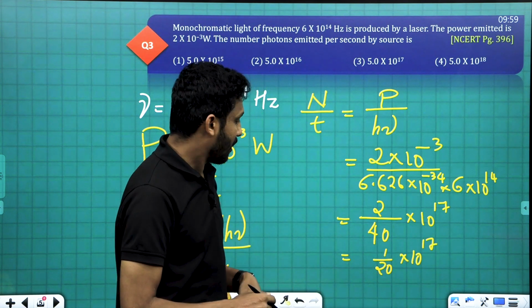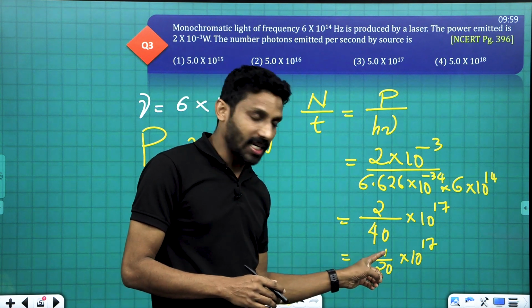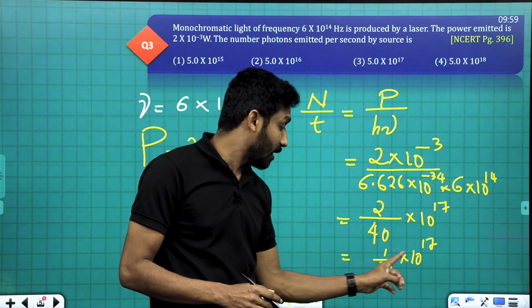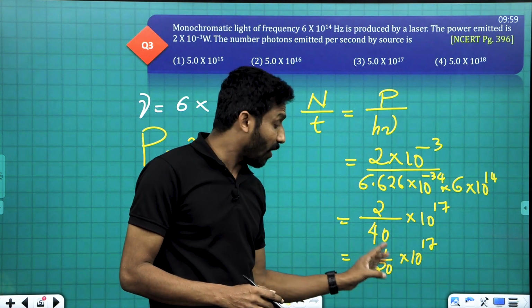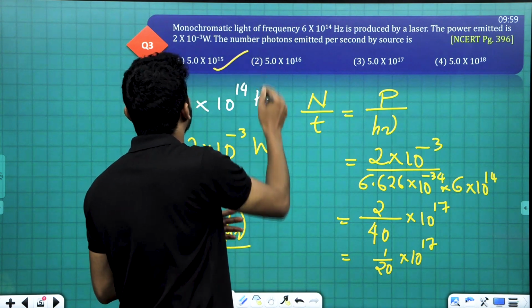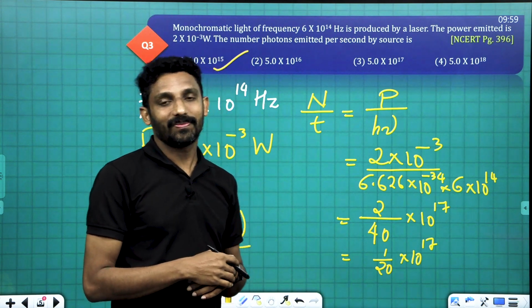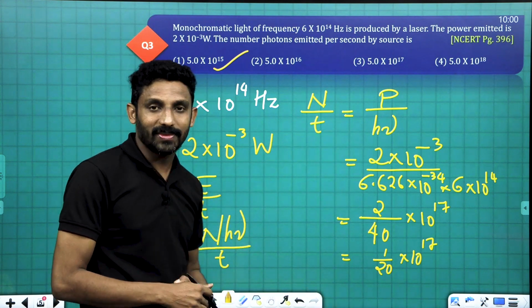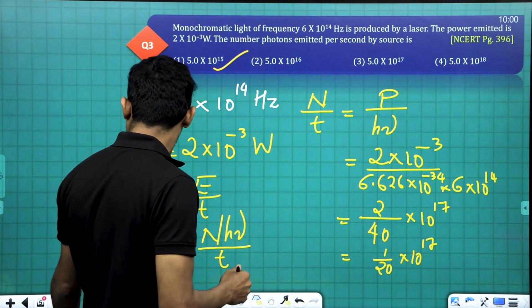Now we can multiply this by 100, then it becomes 10 raised to 15, and 100 by 20 is 5. So 5 into 10 raised to 15 is the answer, option A. Understood? The calculation is very simple and the equation is also simple. Moving to the next one.